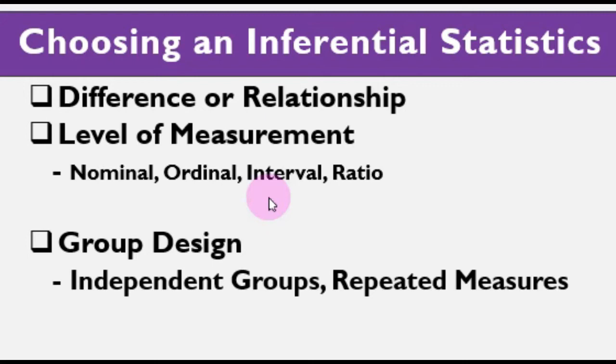Okay? Ratio has an absolute value. Okay? Yun yung height, weight, kasi may absolute 0 tayo. Okay? May height na 0, may weight na 0. Okay? Interval, kasama dito is yung temperature. Okay? Kung gaano kataas yung temperature kasi wala naman siyang absolute 0.